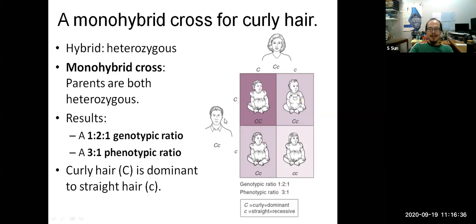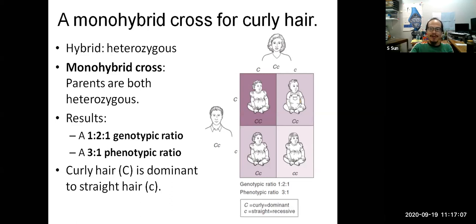Say two tall parents have one short kid. To have a short kid, the parents must both be heterozygous. In this case, both parents have curly hair, which is the dominant one, and it turns out one kid has straight hair. So the parents must both be heterozygous.